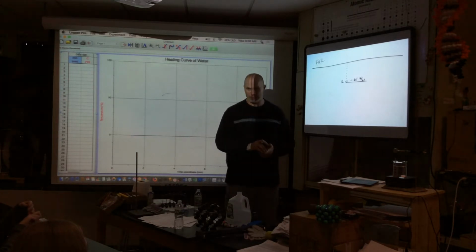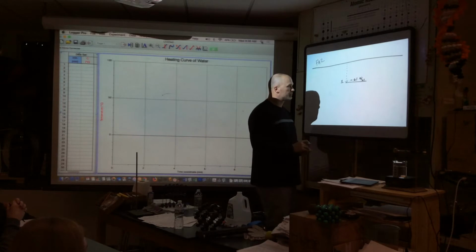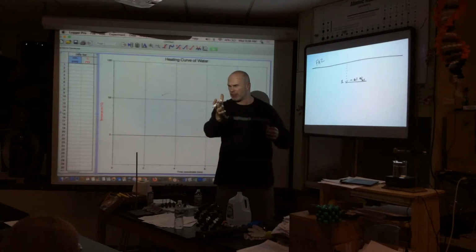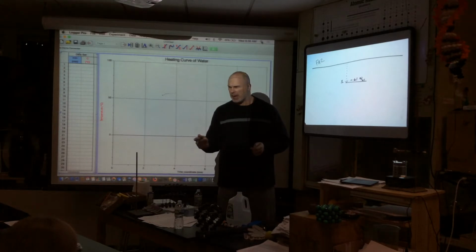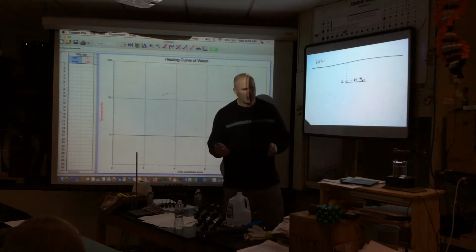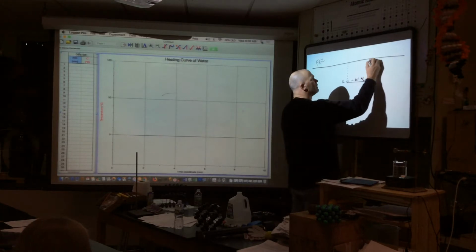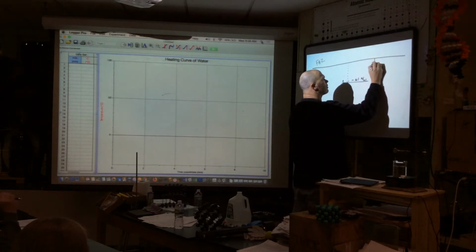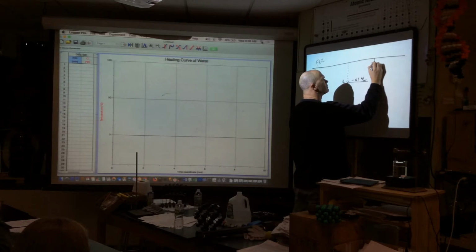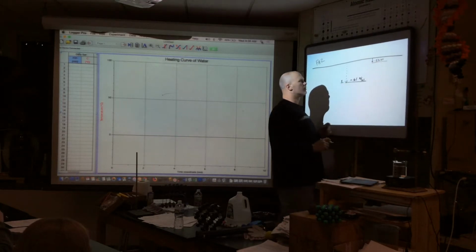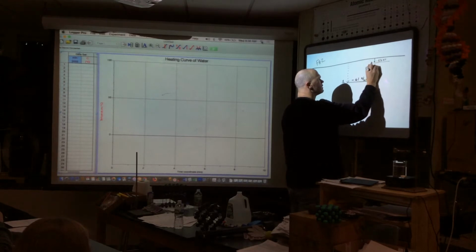What was number 2? What'd you get for number 2? Someone just give me a number. I don't care if it's not the same person. Smaller, right? Negative 5.3. Okay, so these are the two reactions.